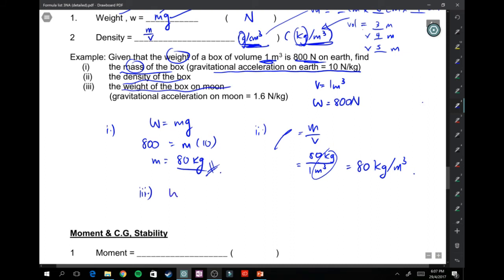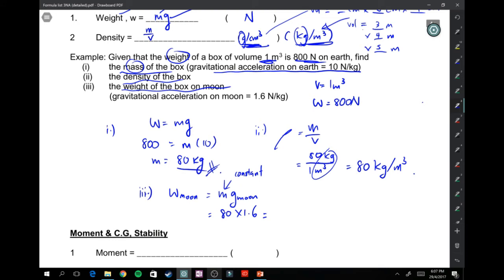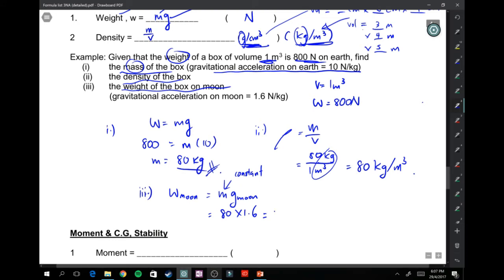Now, the weight on the moon will therefore be the mass, which is a constant. Remember that mass is constant, times the g on the moon, and this will give us 80 times 1.6. Let me press my calculator, and 80 times 1.6, you get 128 Newton, right? And yeah, this will be it for chapter 4.